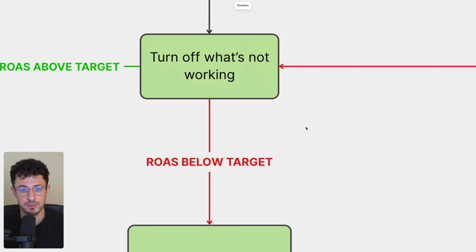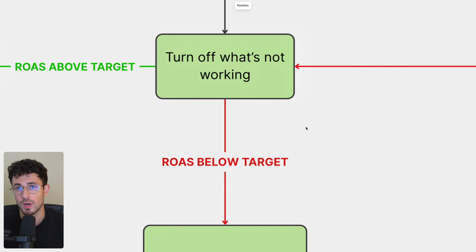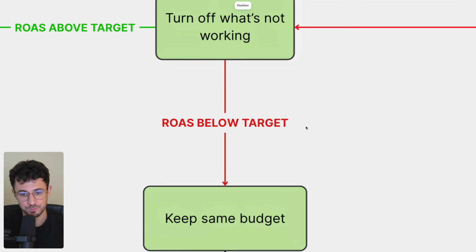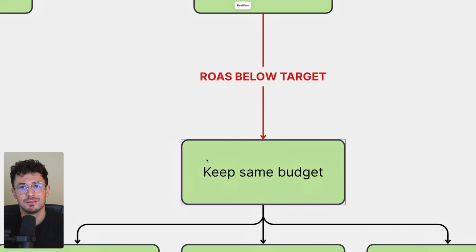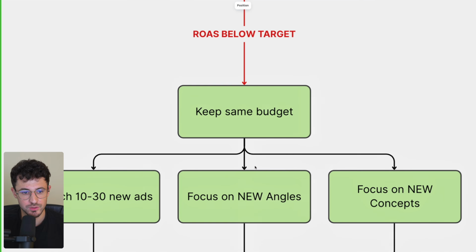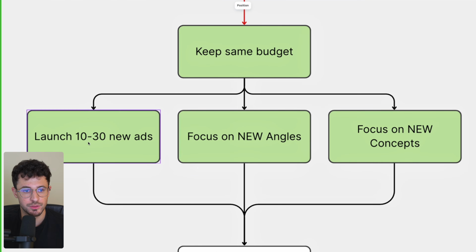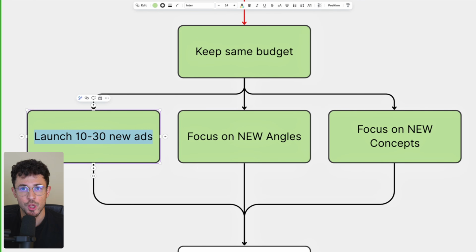Now, if the ROAS is below the target, what is going to happen? Cool. If ROAS is below the target after 7 days, it means that we need to act. We need to do something. So, we can keep the same budget, but we need to start making some changes. The first one is we need to launch 10 to 30 new ads. These ads need to focus on new angles, and we need to focus on new concepts.